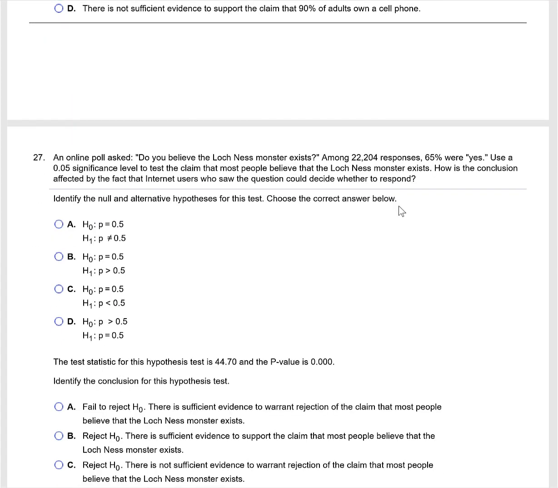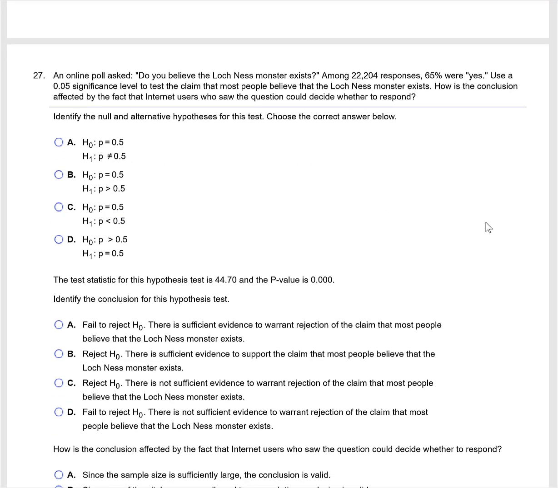All right, some more writing hypotheses. Do you believe that the Loch Ness Monster exists? Among over 22,000 responses, 65% were yes. Use a 0.05 significance level to test the claim that most people believe the Loch Ness Monster exists. How is the conclusion affected by the fact that internet users who saw the question could decide whether to respond? Okay, so most people is going to mean greater than 0.5, and so we're going to have the null be p equal to 0.5, and the alternative is going to be p greater than 0.5, which is choice B.